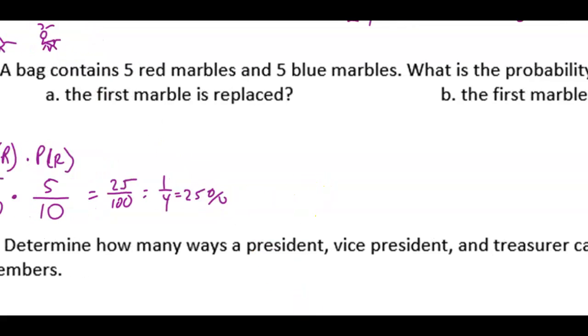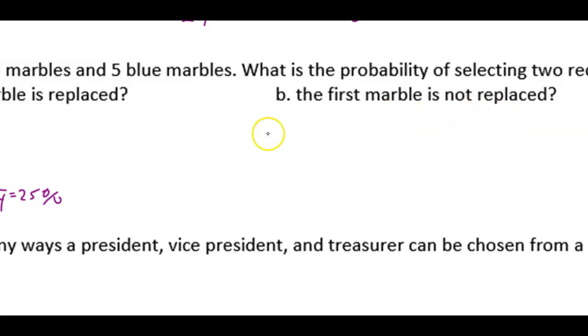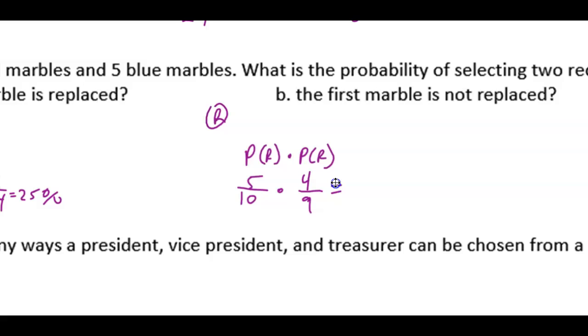Now for part B, the first marble was not replaced. Well, that's a probability of a red, times the probability of a red again, but without replacement. The probability of getting the red is 5 out of 10 marbles. But this time, I've got this red marble just sitting over here, so it's no longer in the bag. How many red marbles are left in the bag? There's 4 in the bag. So that's going to give me 20 over 90, or 2/9, which is 0.2222, or 22.22%.